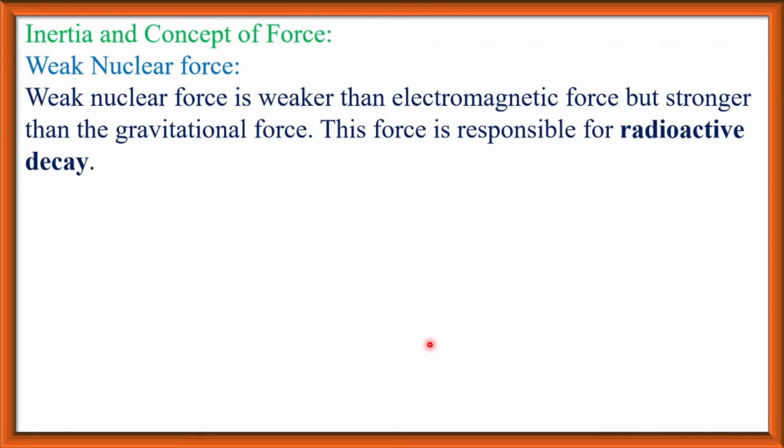Now, weak nuclear force. Weak nuclear force is weaker than electromagnetic force but stronger than gravitational force. You know, electromagnetic force is stronger than gravitational force. This force is responsible for radioactive decay. That is, the emission of an electron or beta particle from the nucleus is due to this weak nuclear force.